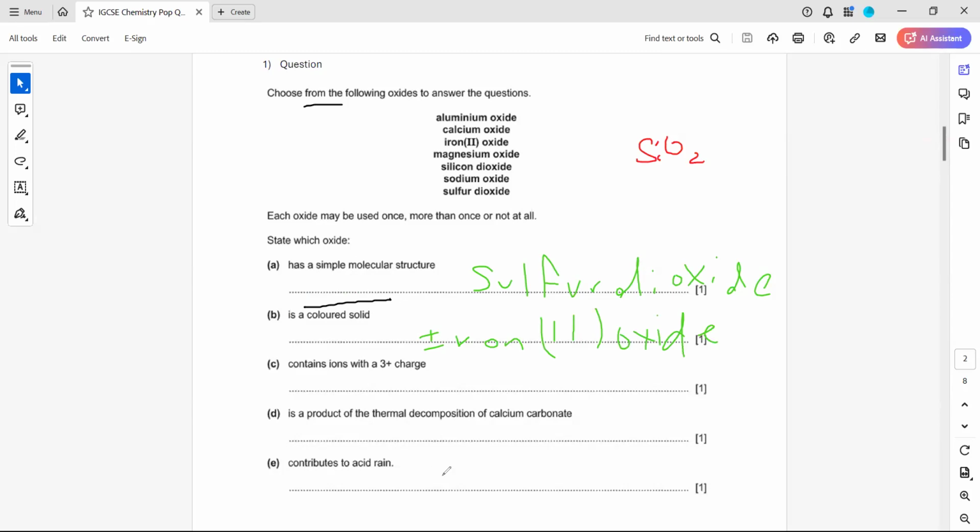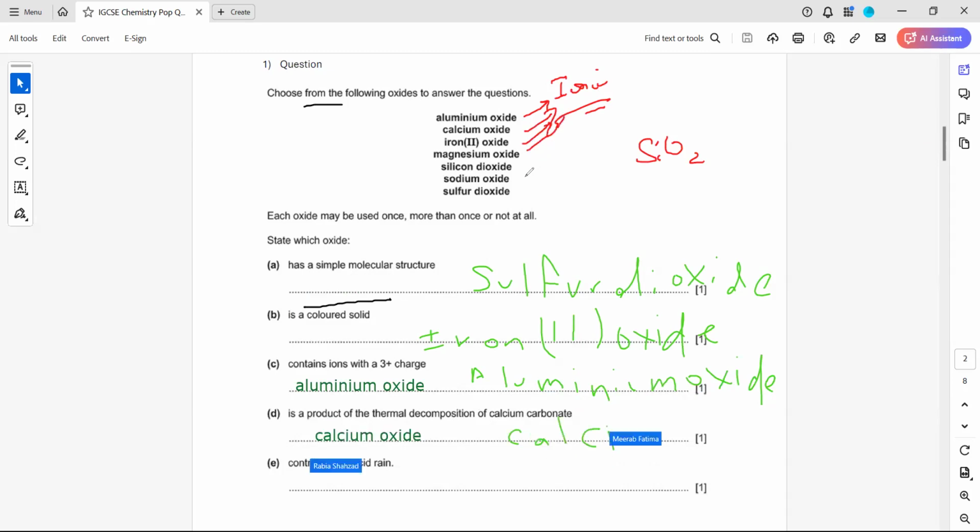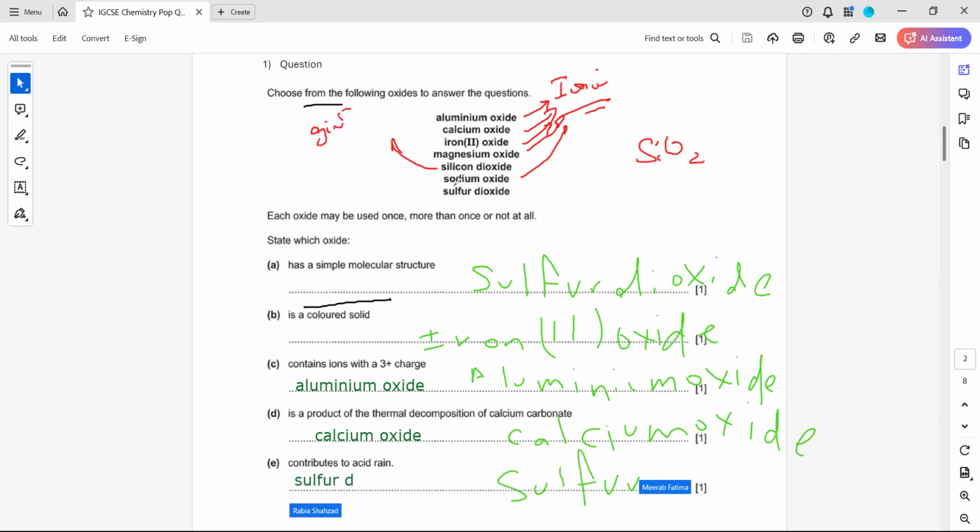The second one is a colored solid. No, not anything. Why is anything not acceptable? Look, aluminium oxide is an ionic compound. Ionic compounds have giant structures. So an ionic compound cannot be a simple molecular. That's why calcium oxide is also giant, iron oxide also giant ionic, magnesium oxide giant ionic, sodium oxide giant ionic, silicon 4 oxide giant covalent. So the only option we are left with is sulfur dioxide. So only sulfur dioxide is a valid option here.